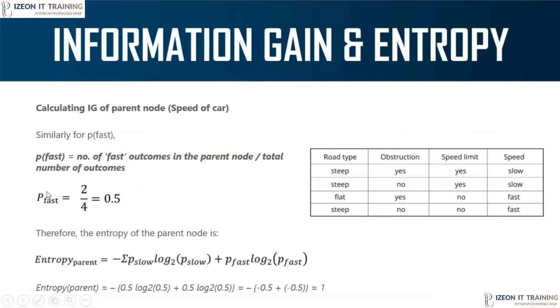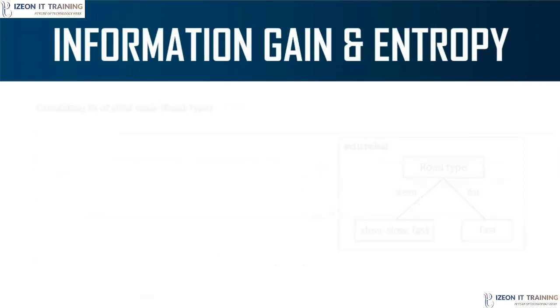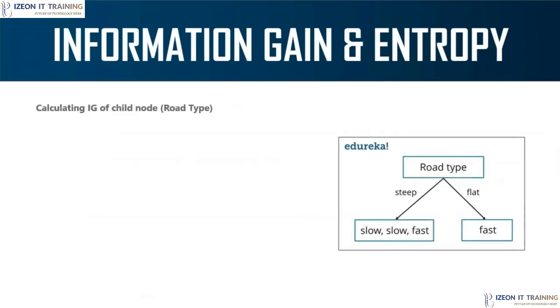The next thing you'll do is calculate the entropy of this node. To calculate the entropy, this is the formula. All you have to do is substitute the values in this formula. P of slow we're substituting as 0.5, and similarly P of fast as 0.5. When you substitute the values, you get an answer of 1. So the entropy of your parent node is 1. After calculating the entropy of the parent node, we'll calculate the information gain of the child node.